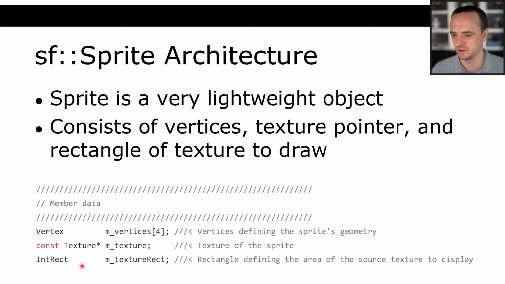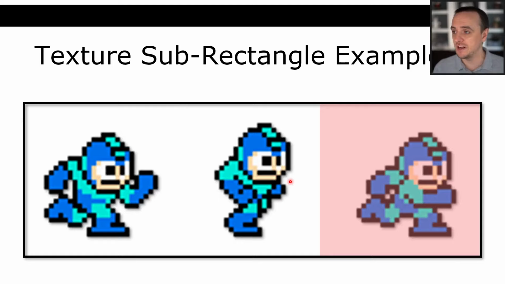It has a pointer to the texture for this object. That's very important. And we'll talk about that in a bit. And it also stores the rectangle, which is the defining area of that texture that you want to draw to the screen. So even if you load a really big texture for your sprite, all the sprite stores is a pointer to that texture. That texture is going to live somewhere in memory, right? It's going to be loaded once, and then the sprite just stores a pointer to it. So every sprite does not contain a separate copy of that texture.